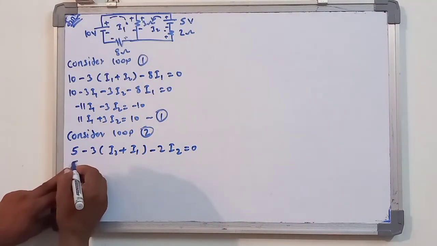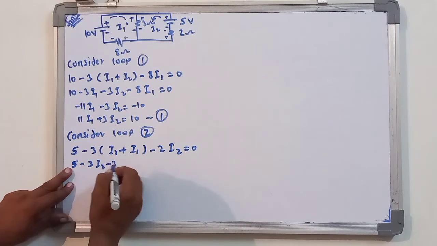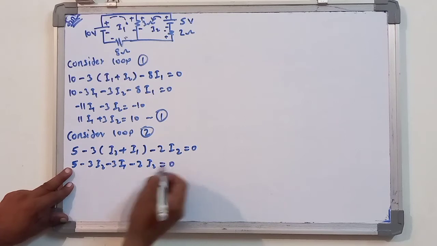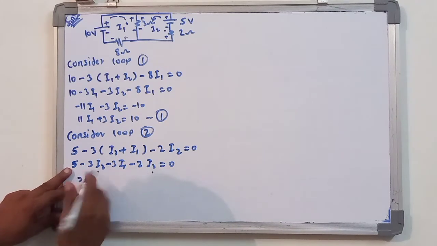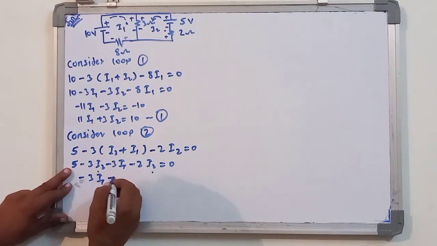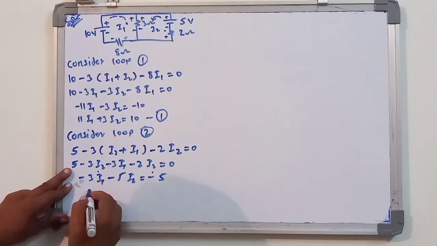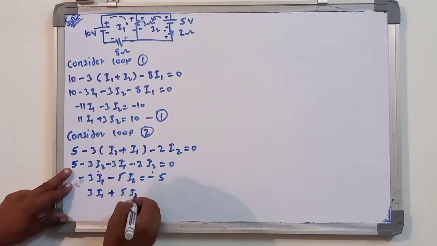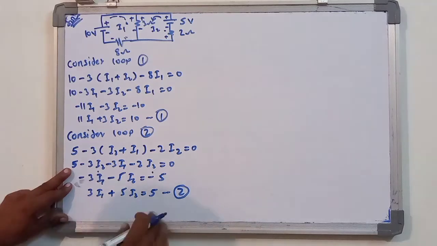Here again you solve it. 5, 3 I2 minus 3 I1 minus 2 I2 is equal to 0. This I2 and this I2 minus 3 I1 minus 5 I2 is equal to -5. Therefore 3 I1 plus 5 I2 is equal to 5. It is loop number 2.